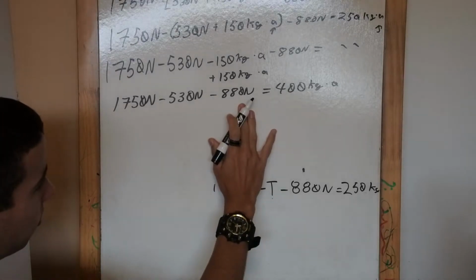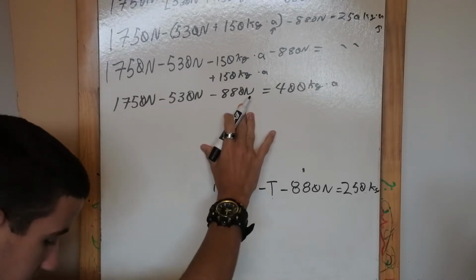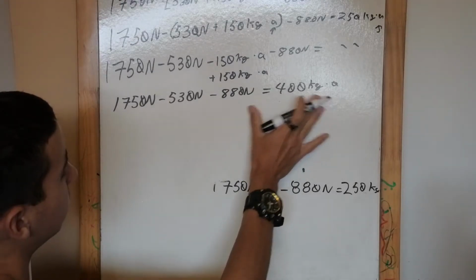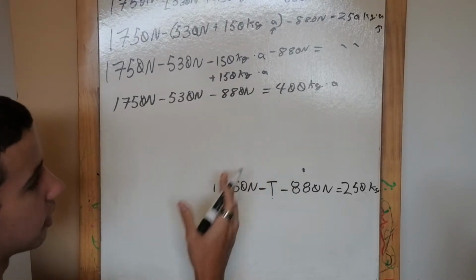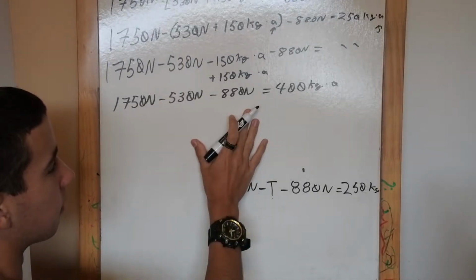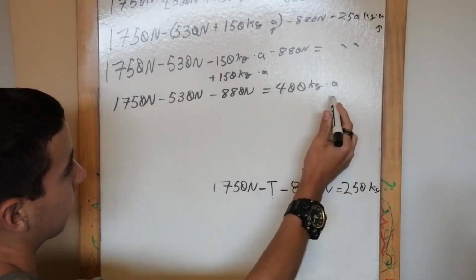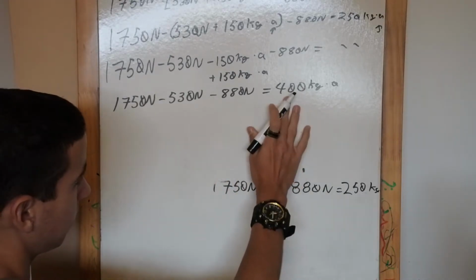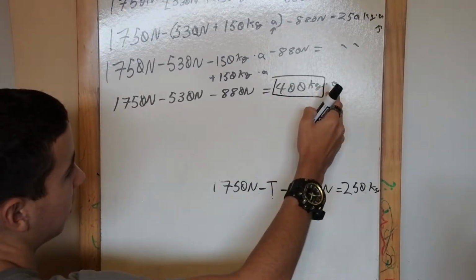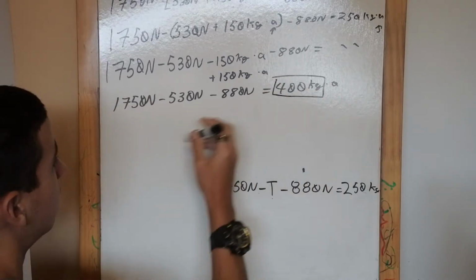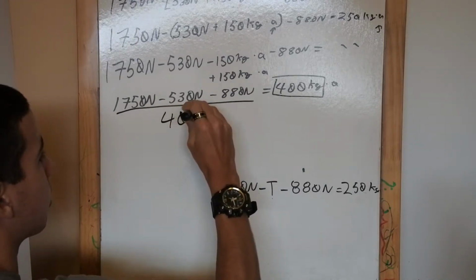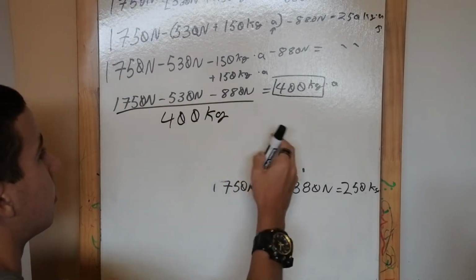We can combine all these terms here. But before we do that, it doesn't depend on the order, technically. You can do it either way. But first, I'm going to divide both sides by 400 kilograms. So that'll get rid of this 400 kilograms right here. We'll just be left with A on this side. So we divide all of this by 400 kilograms.